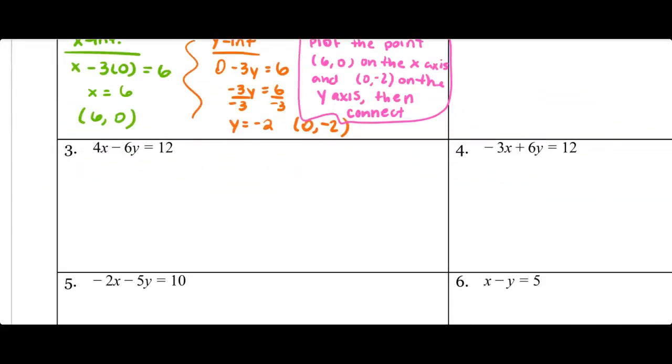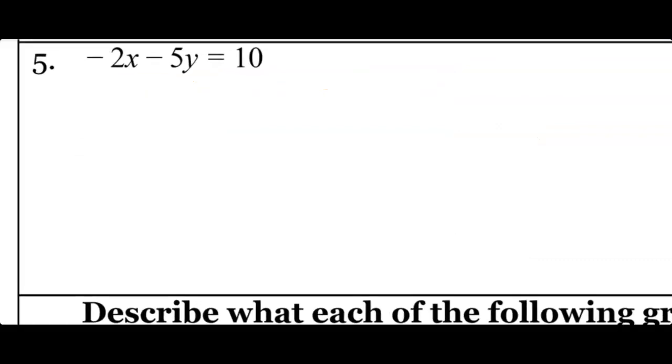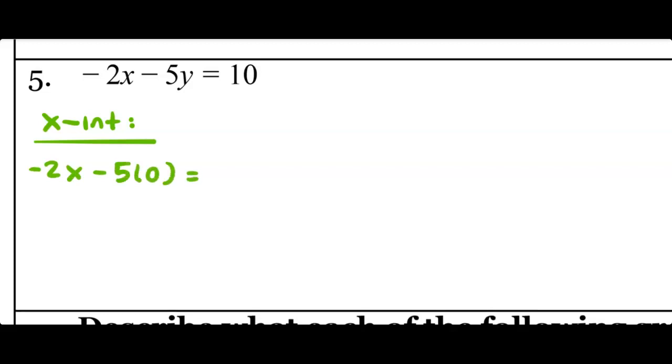So let's do one more. Let's do number 5. To find the x-intercept, we plug in 0 for y. So we have negative 2x minus 5 times 0 equal to 10, which gives us negative 2x equals 10. So x equals negative 5 because we divide by negative 2. So that's the point (-5, 0).